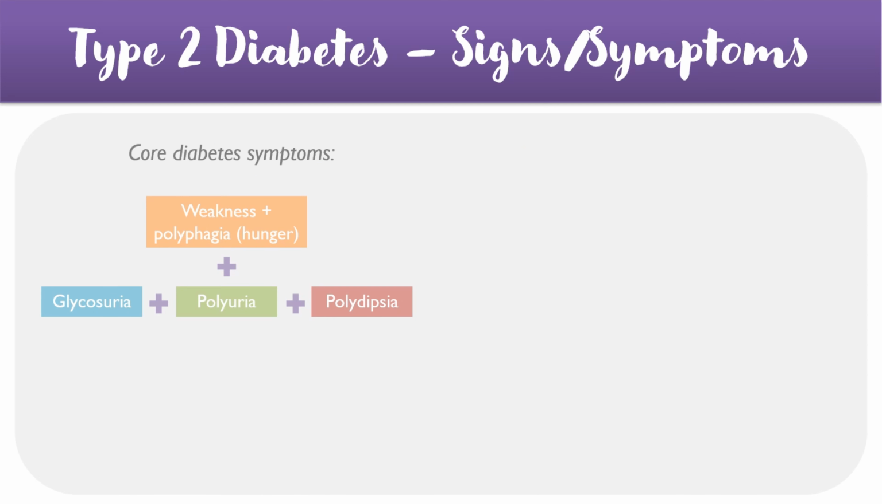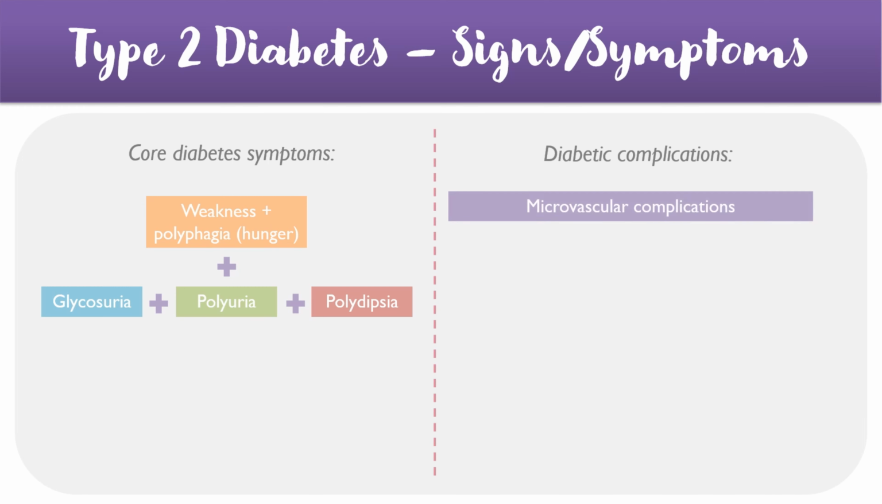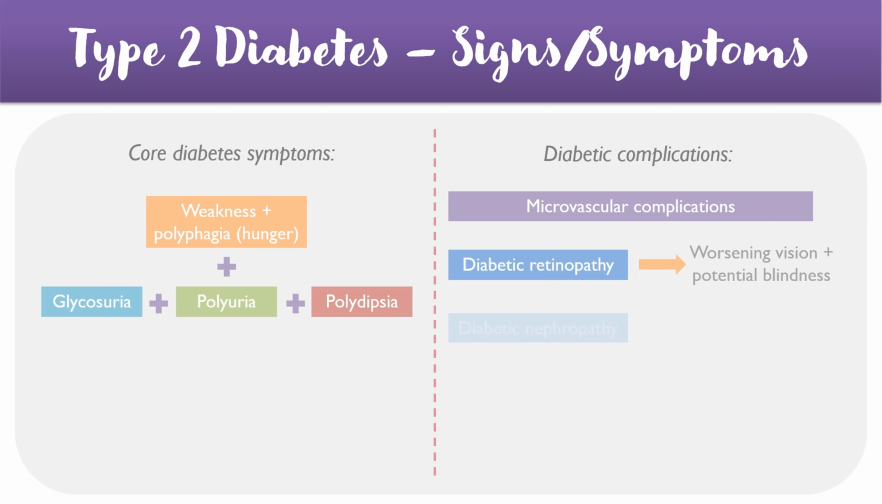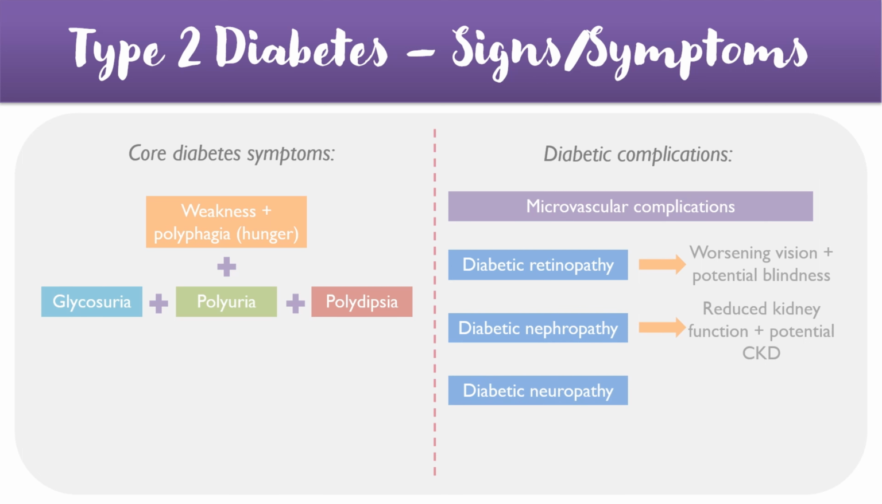Aside from the core diabetes symptoms, patients with type 2 diabetes may go on to develop diabetic complications, which can be divided into microvascular complications and macrovascular complications. So looking at microvascular first, potential complications can include diabetic retinopathy, which results in worsening vision and potential blindness if left untreated, diabetic nephropathy, which can cause problems with the kidneys such as chronic kidney disease, and diabetic neuropathy, which often presents with neuropathic pain and reduced sensation or numbness.